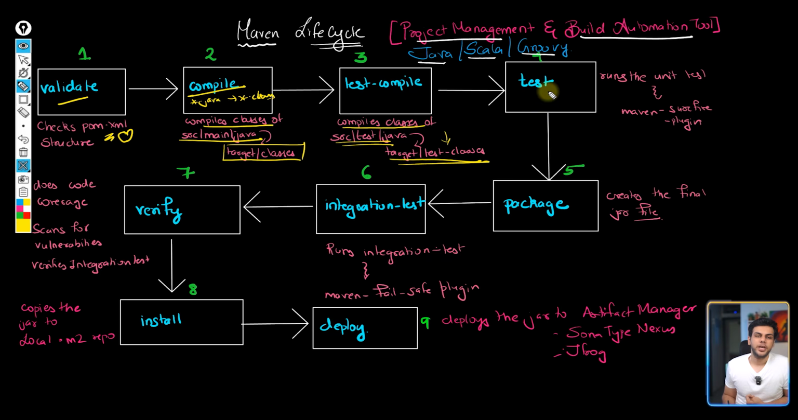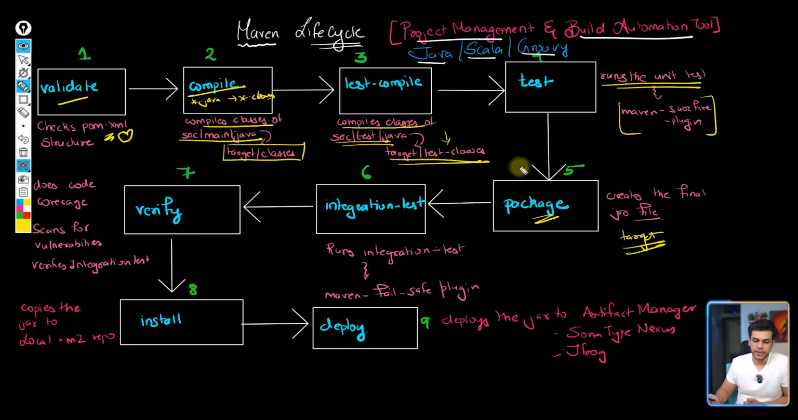The next one is going to be your test, the Maven test phase. And what exactly does Maven test do? It's actually going to run your unit tests. In order to run your unit tests, it's going to use the plugin called the Maven Surefire plugin. The next phase is going to be package. After running your unit tests, it's going to create a jar. And this particular jar, guys, is going to be created in the target folder, which is technically the main artifact of your Maven project.